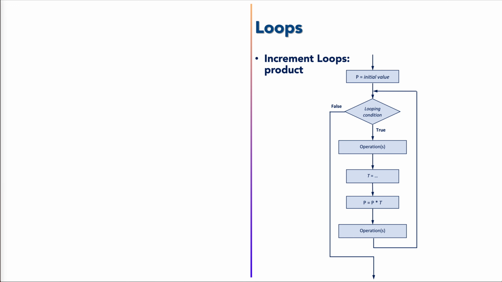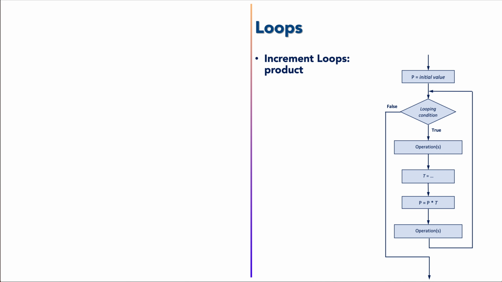The product algorithm is very similar to summation. The only difference is that the operation is multiplication. The initial value could be any number except 0, since it will always result in 0. Like summation, the terms of the product could be calculated in multiple operations, and the product value could be used in proceeding operations inside or outside the loop.